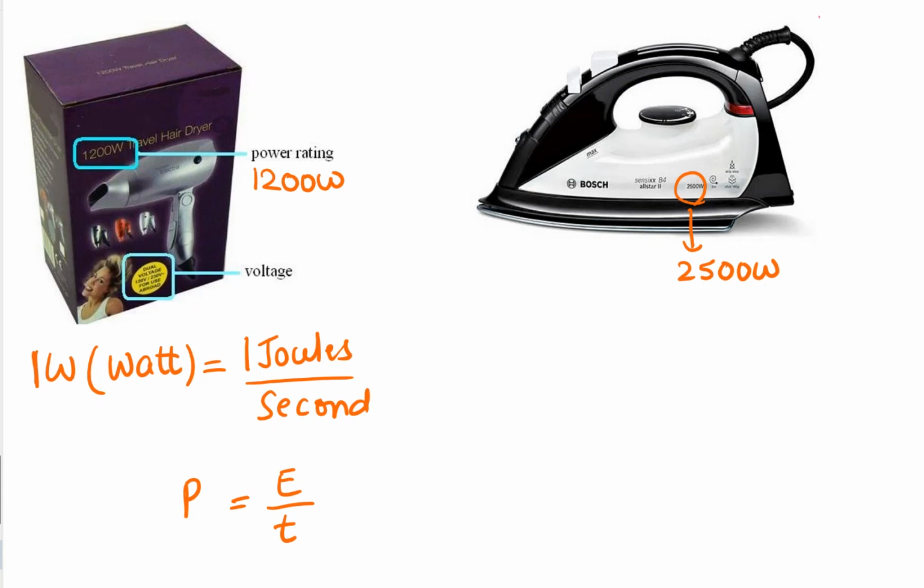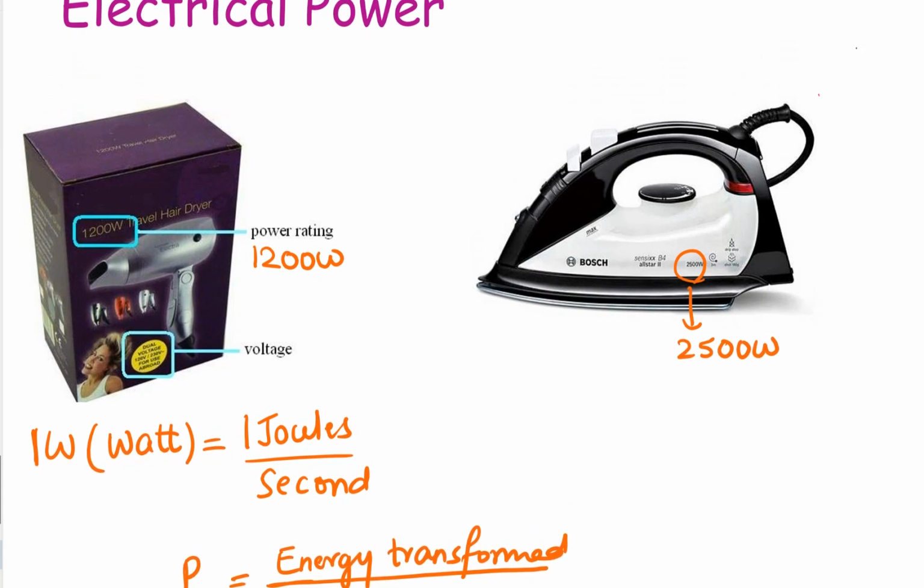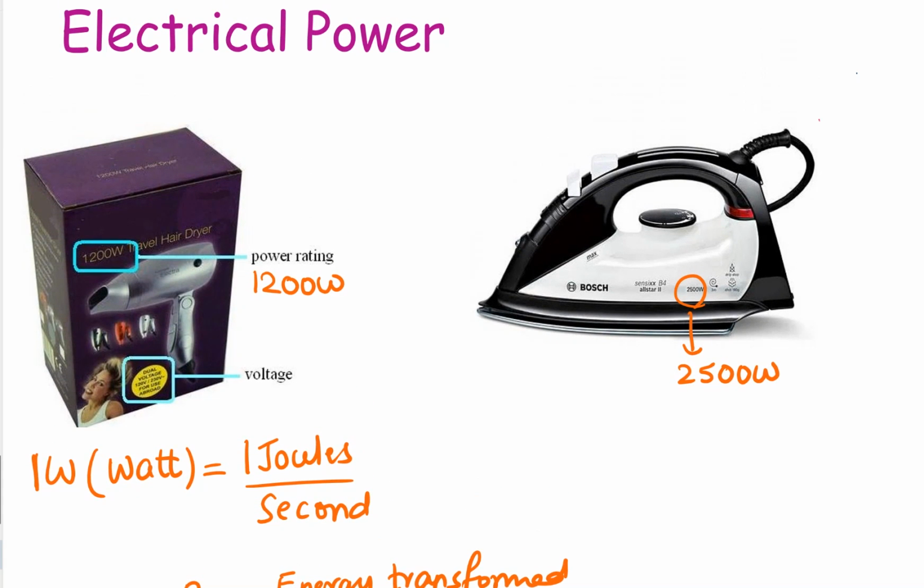So what is this energy then? This is the energy that is transformed per unit time. When I talk about the word power, it means energy transformed per unit time. Now, what energy transformations are we talking about? To understand that, look at the devices again. You brought home the hairdryer with the intention of converting the electrical energy into heat energy, right? Because you want to dry your hair.